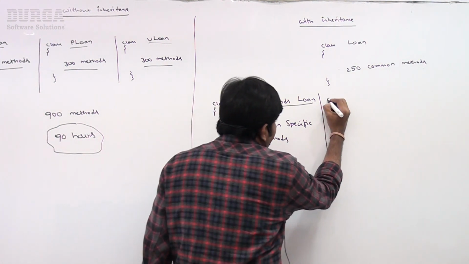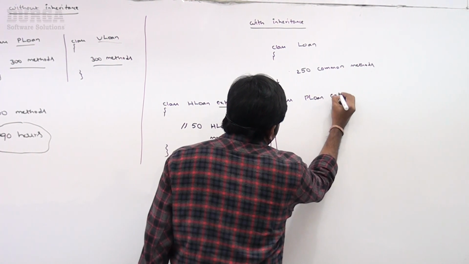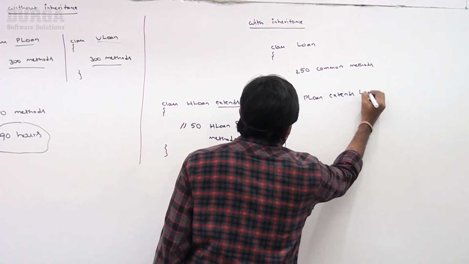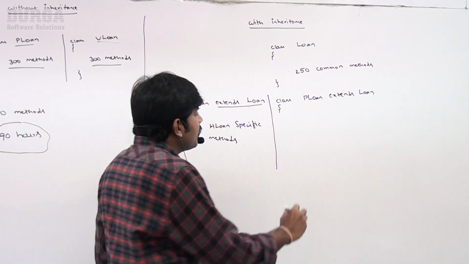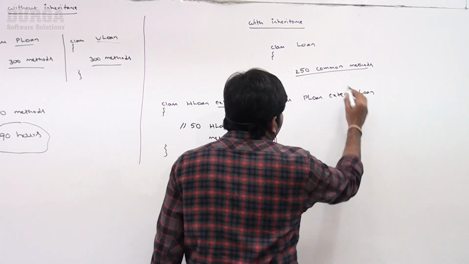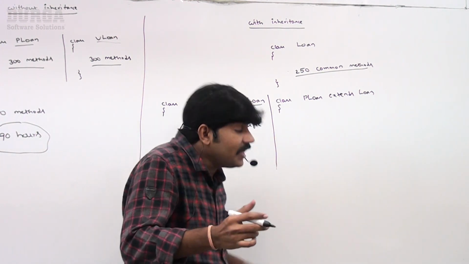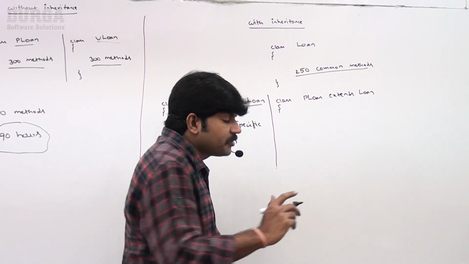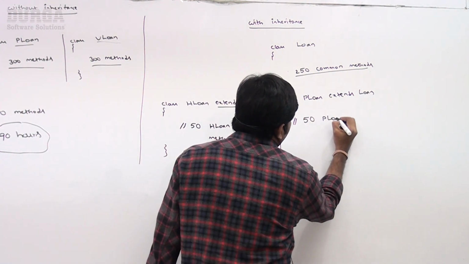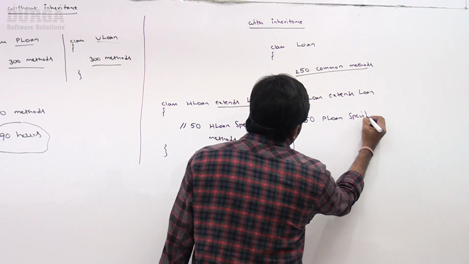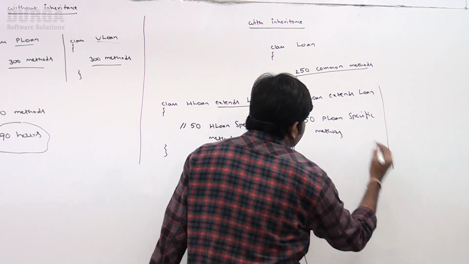Now, what is the next one? Class PLoan extends Loan. Here also these 250 methods automatically come from the parent, but only 50 personal loan specific methods I have to write.